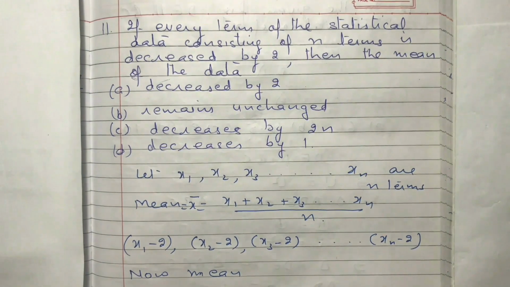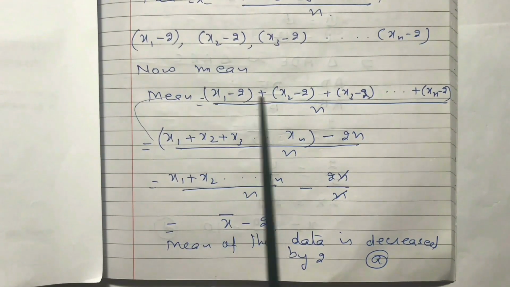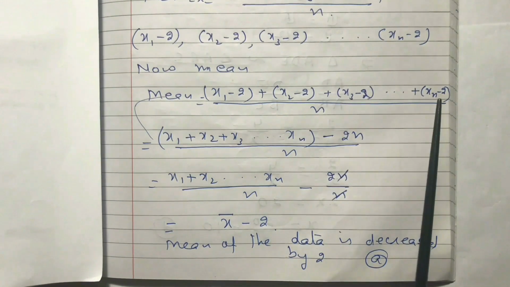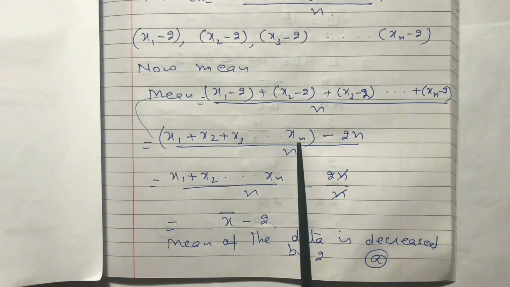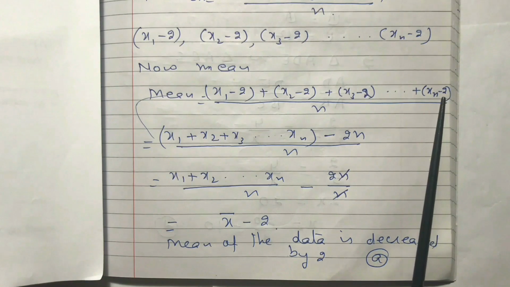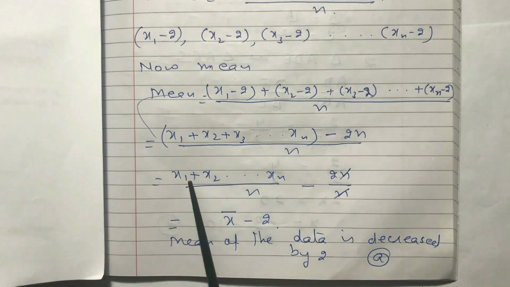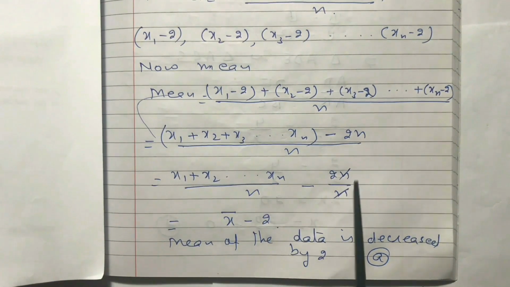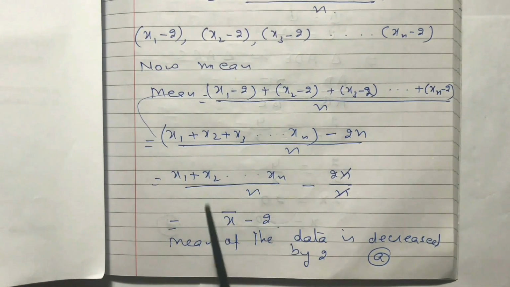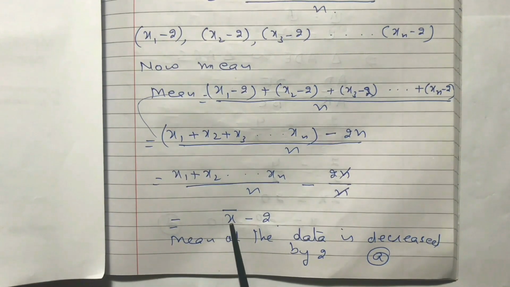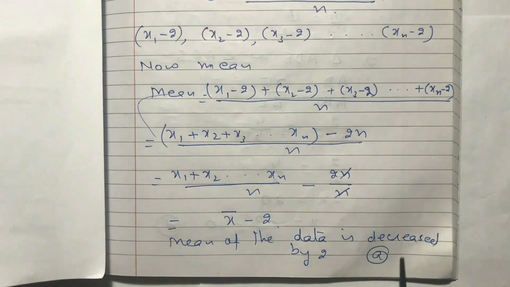Now the mean is equal to x1 minus 2 plus x2 minus 2 plus x3 minus 2 up to xn minus 2 upon n. Now this can be written as x1 plus x2 plus x3 up to xn, minus 2 minus 2 minus 2, that comes for n times. So this is equal to minus 2n. So this is equal to x1 plus x2 up to xn upon n, minus 2n by n. So this is equal to x bar minus 2. So this is the mean of the n terms, equal to x bar minus 2. So the mean of the data is decreased by 2. So A is the option.